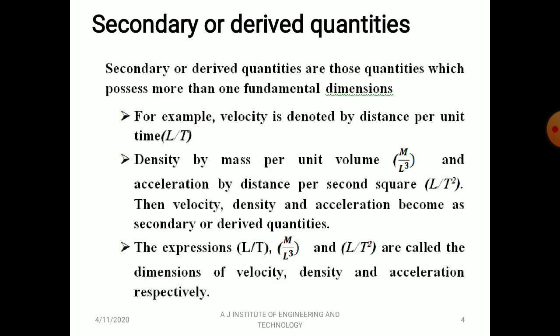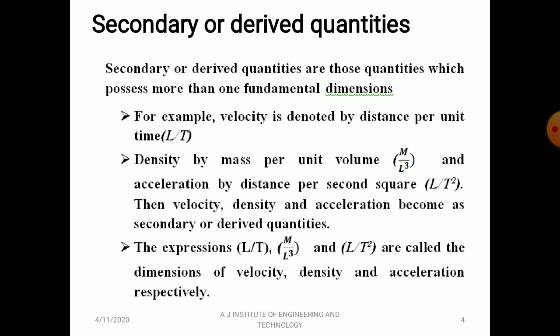So secondary or derived quantities, as the name itself indicates, are derived from primary dimensions or fundamental dimensions. Secondary or derived quantities are those quantities which possess more than one fundamental dimension. For example, you can take area, that is given by length into breadth, that is a dimension related to length. So length into length, that is length square. So it is a combination of fundamental dimensions. So area is a derived quantity.